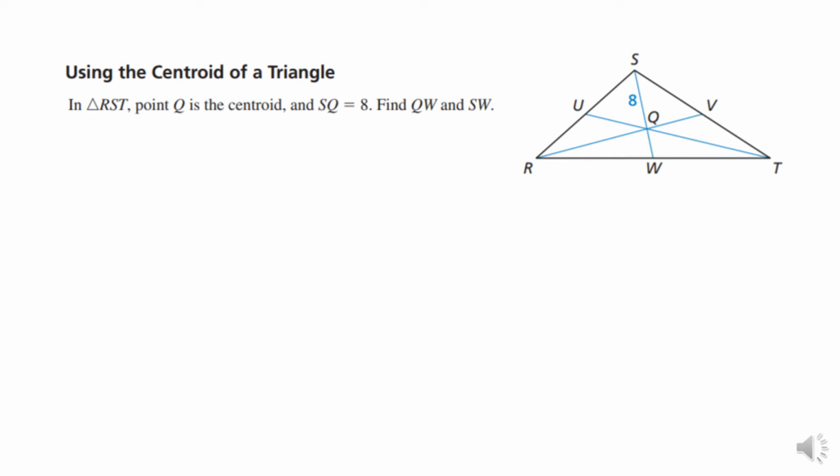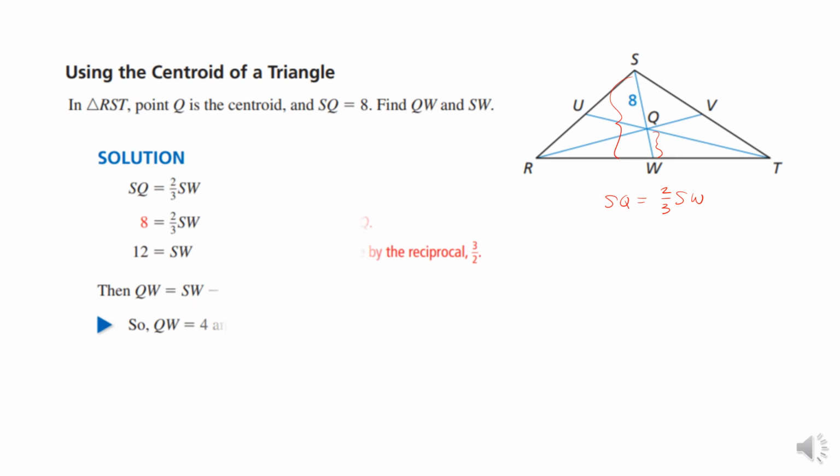Using the centroid of a triangle. So in RST, point Q is the centroid. SQ is 8. They want you to find QW, and they want you to find SW. So what do I know? Well, I know that SQ is the longer segment. So SQ is 2/3 of SW. And that's how they build upon it.